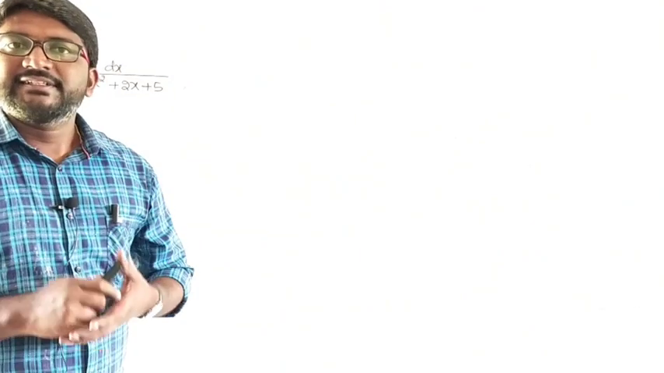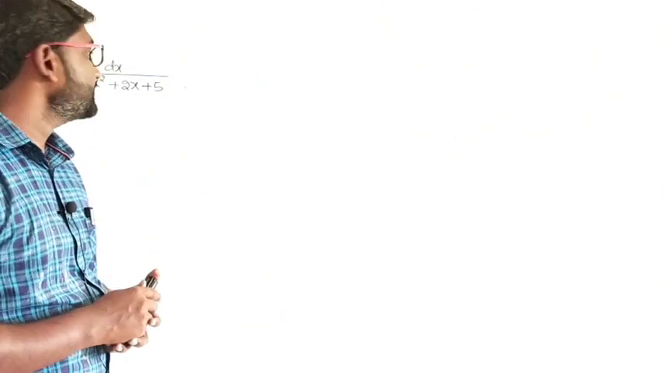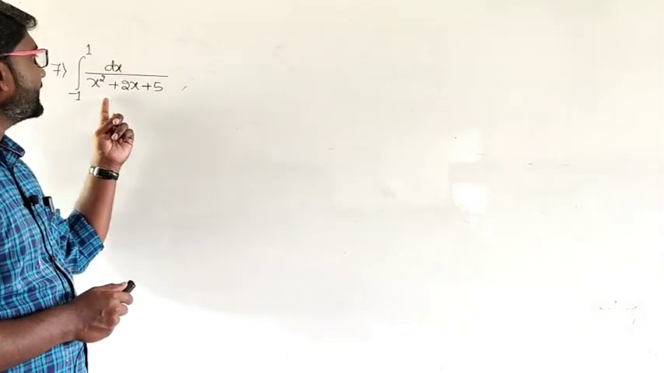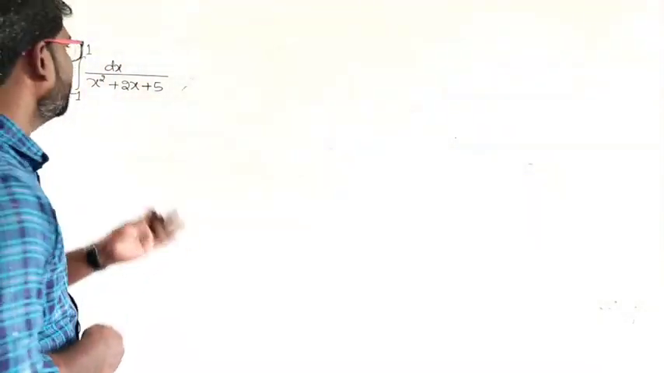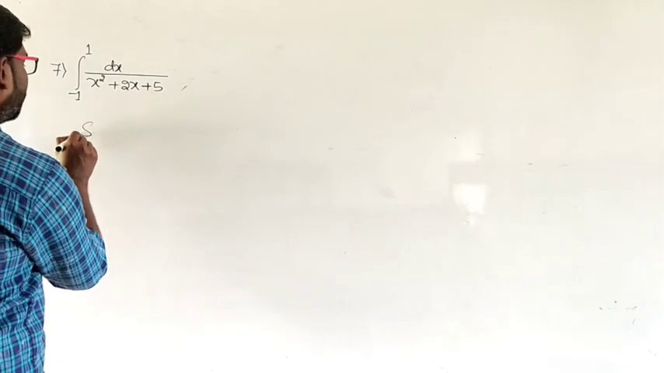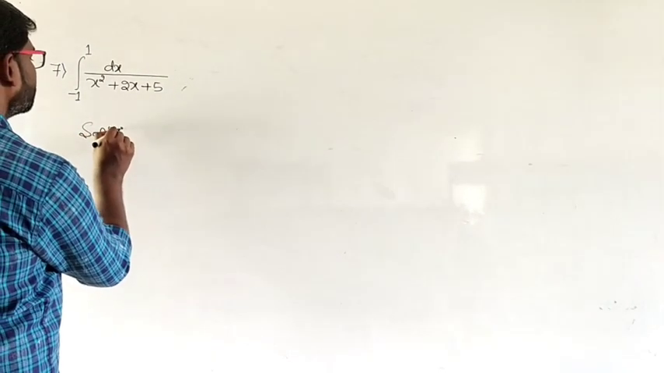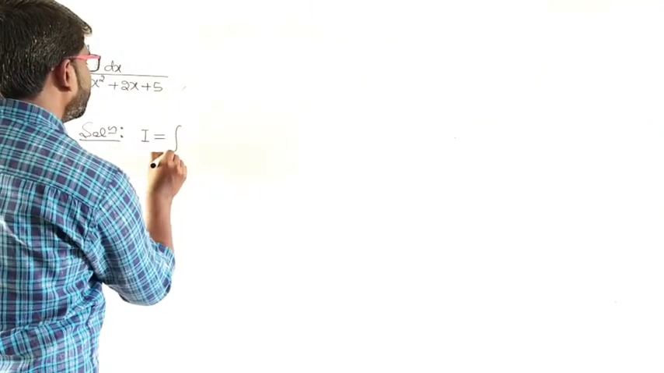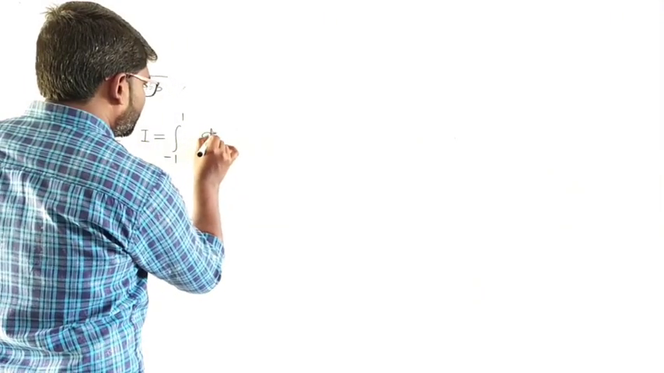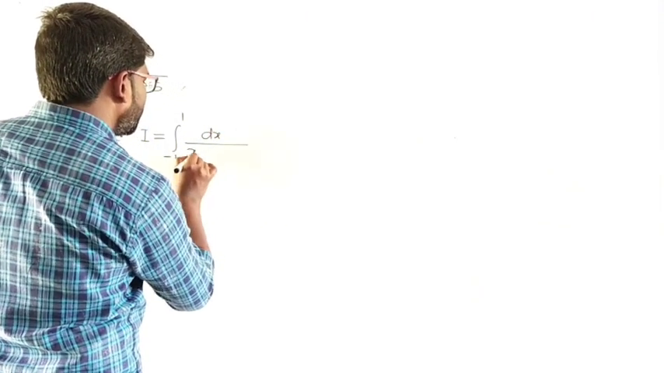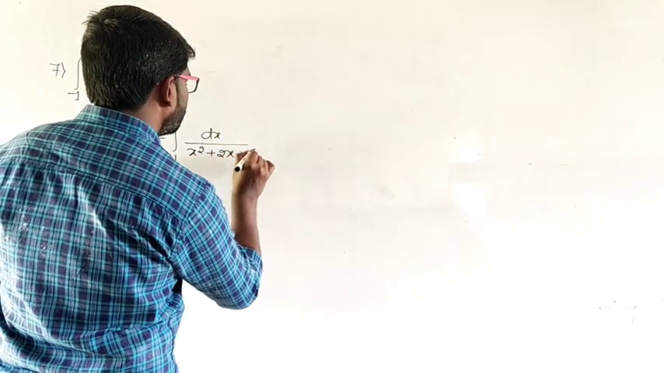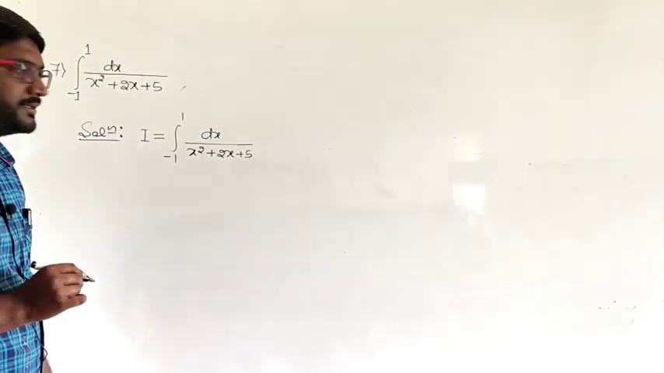Well, take the sixth as an assignment. So I'll be solving the seventh one. It is integral minus 1 to 1 dx upon x square plus 2x plus 5. So let us take this as I. I, which is equal to integral minus 1 to plus 1 dx upon x square plus 2x plus 5.